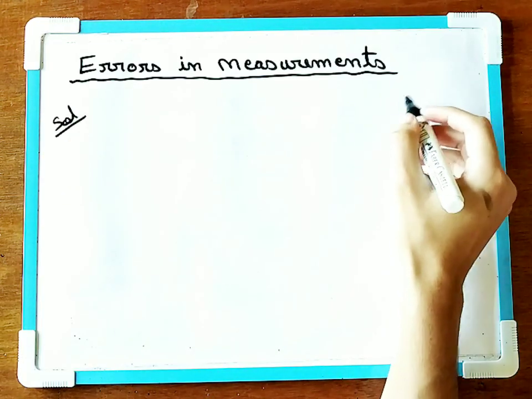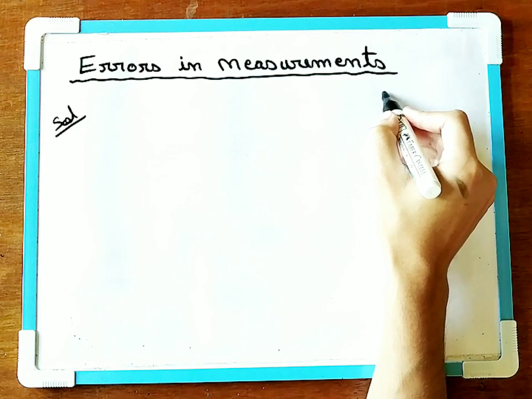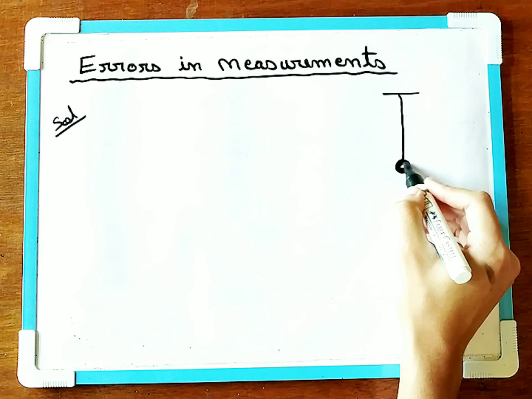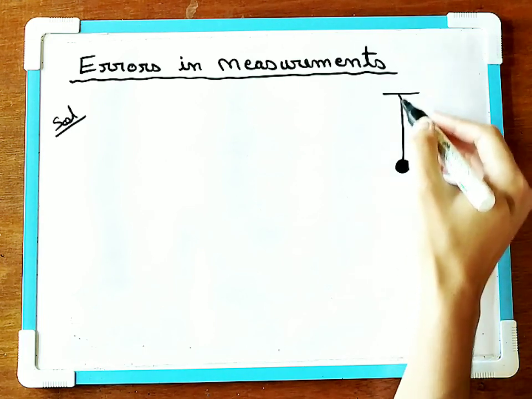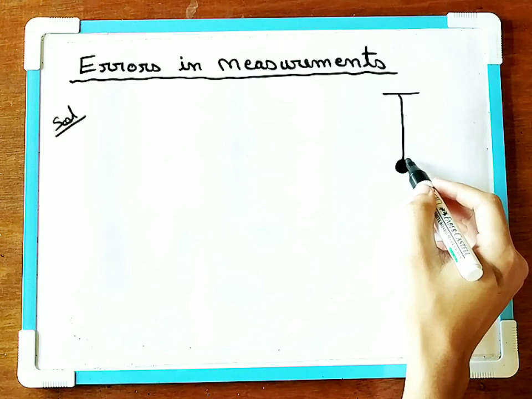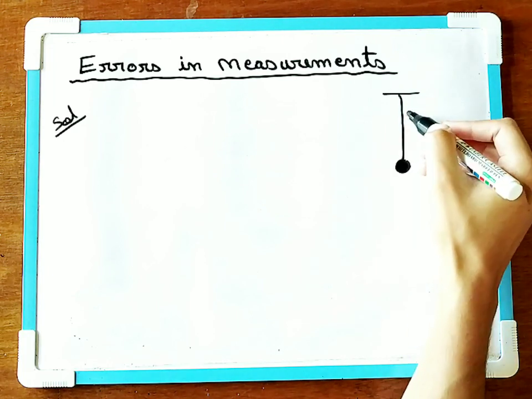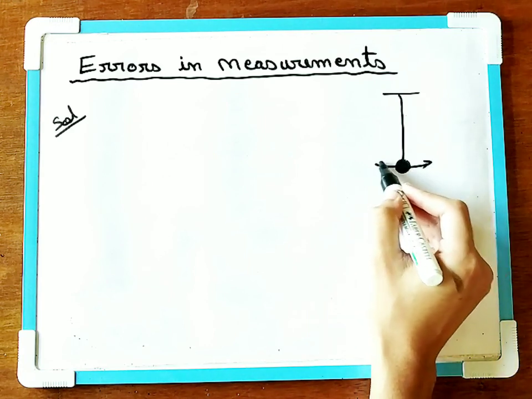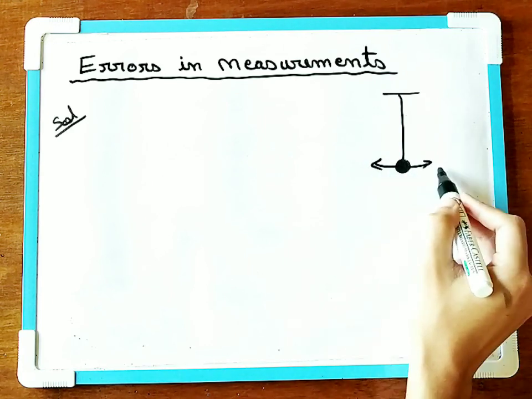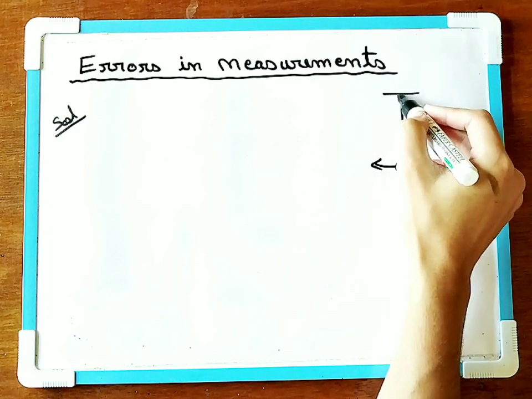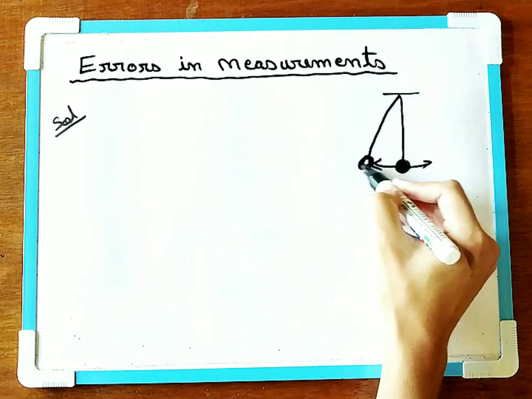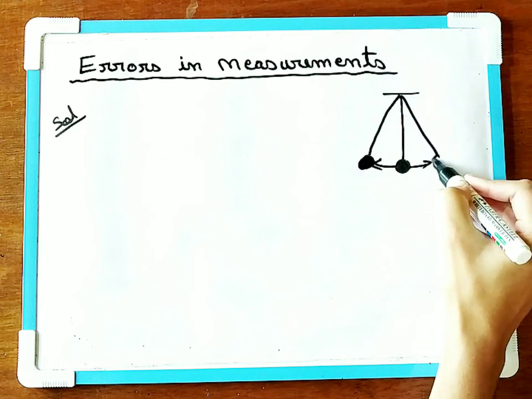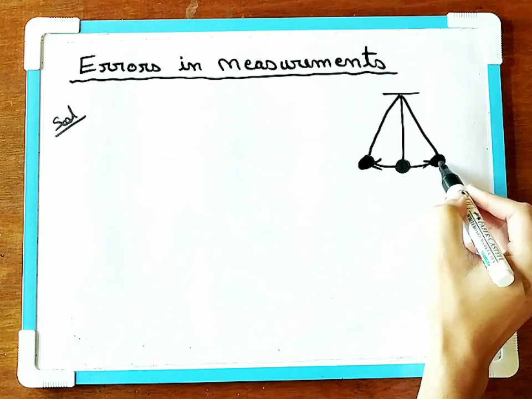So what is a pendulum? A pendulum is any object which oscillates about a point. For example, if we have any bob here, then it oscillates about this point, and this is the wire or a thread, and this bob can oscillate about this point. Okay, so it goes in this direction. From this point it will go here, then it will come back to this point, then it will go here. Okay, so this is a pendulum.